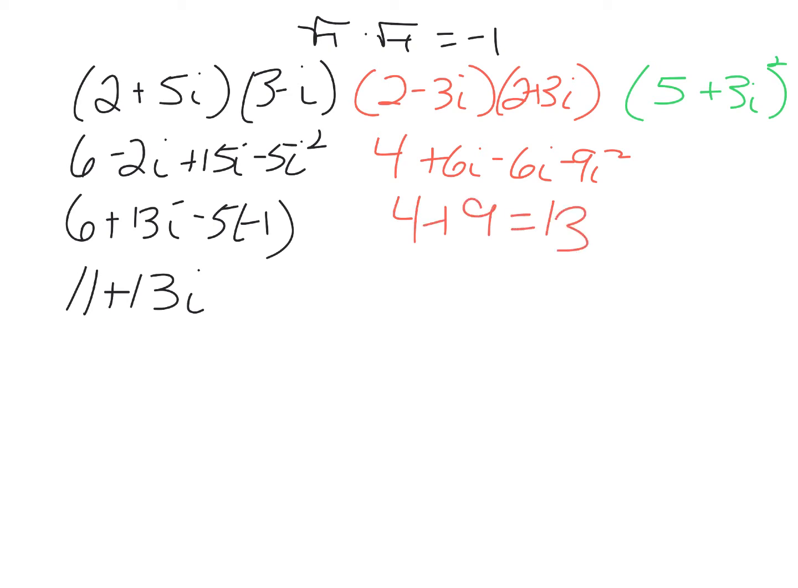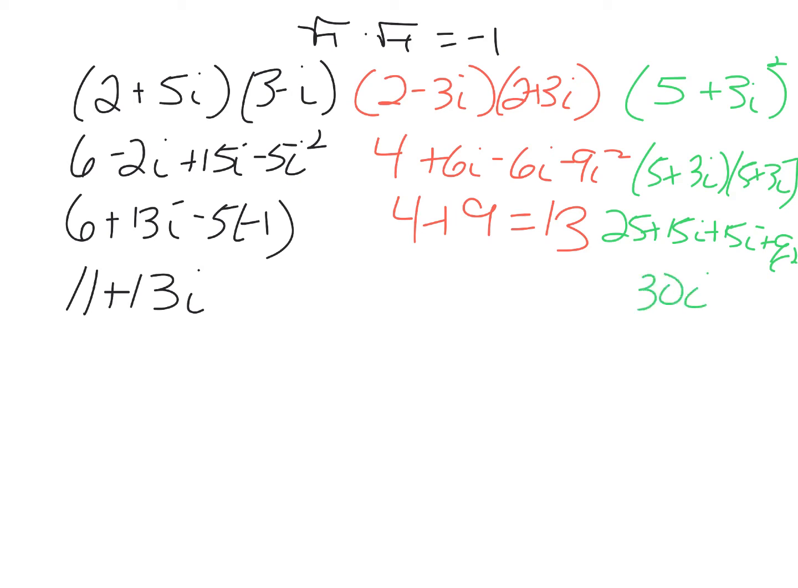And the last one, do not distribute a square. Whatever you do, please don't do that. So 5 plus 3i times 5 plus 3i. Okay, do not distribute a square. It's whatever the expression times itself. Then FOIL: 25 plus 15i plus 15i plus 9i squared. 15 plus 15 is 30. And then i squared is -1, so plus 9 times -1. And that's going to get us -9. -9 plus 25 is 16. 16 plus 30i.